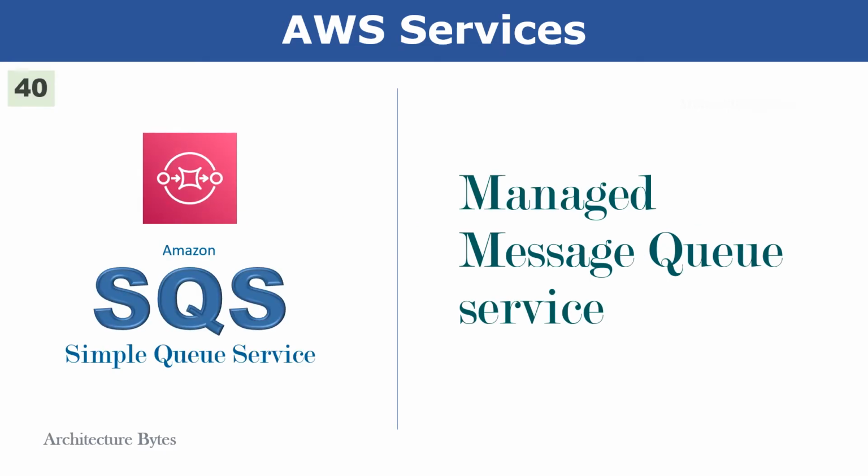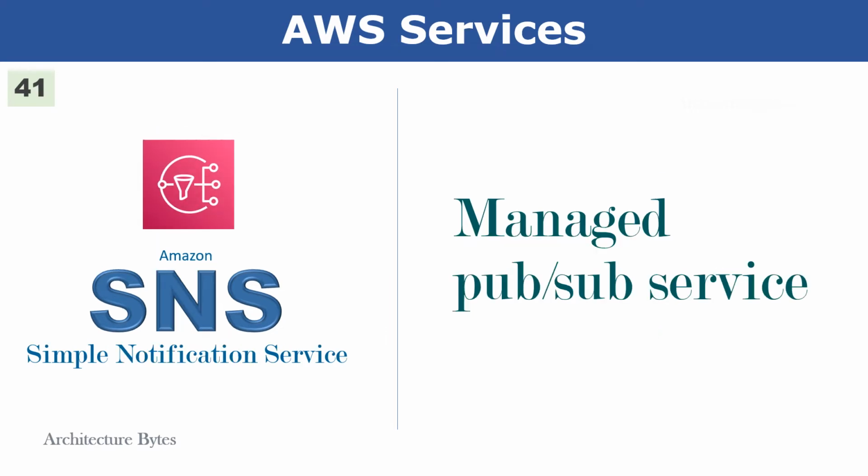SQS, Simple Queue Service, is a managed message queue service. Using this highly scalable service, you can exchange messages between software components in an asynchronous manner. SNS, Simple Notification Service, is a managed publish-subscribe service. Using SNS topics, publishers can asynchronously send messages to a large number of subscribers. This service can be used for both application to application and application to person communication.